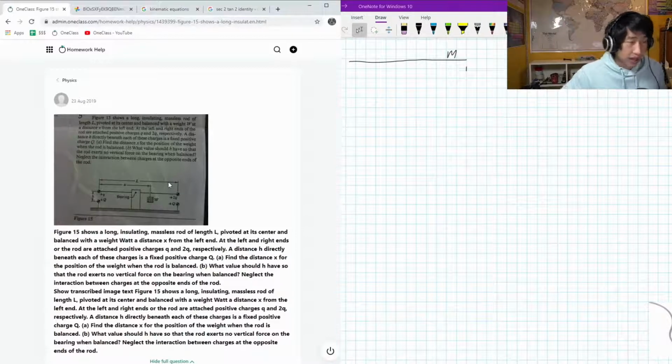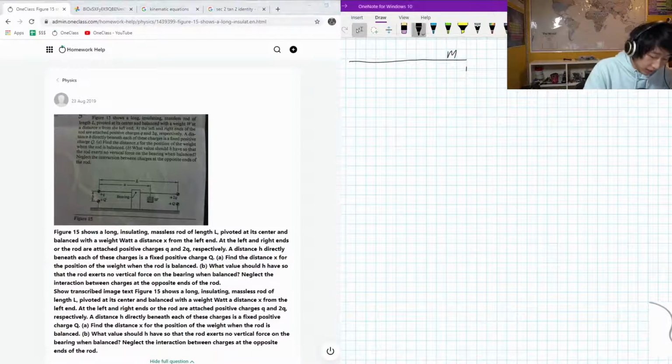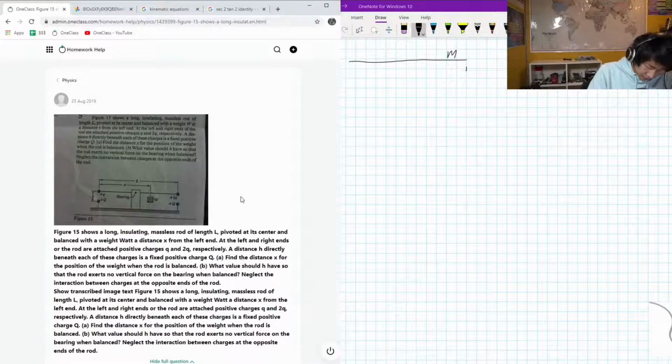Okay, so here we have the next question of the day, and it is presenting a situation where we have a long insulating massless rod of length L, pivoted at its center, balanced with a weight W at distance x from the left. Okay, so this diagram is not particularly clear, so I'll redraw this ASAP.